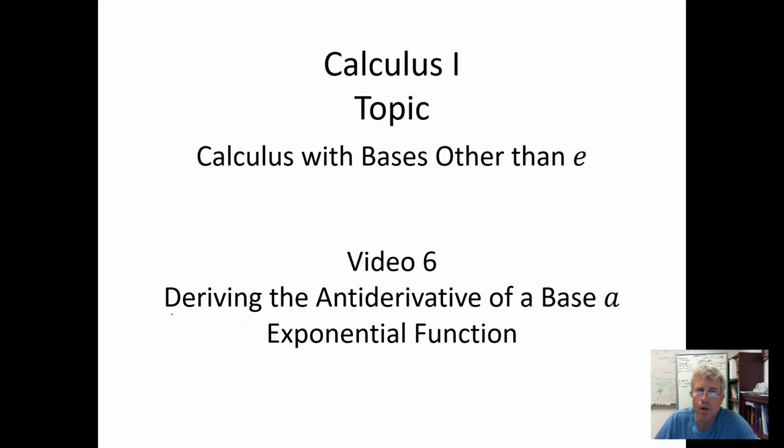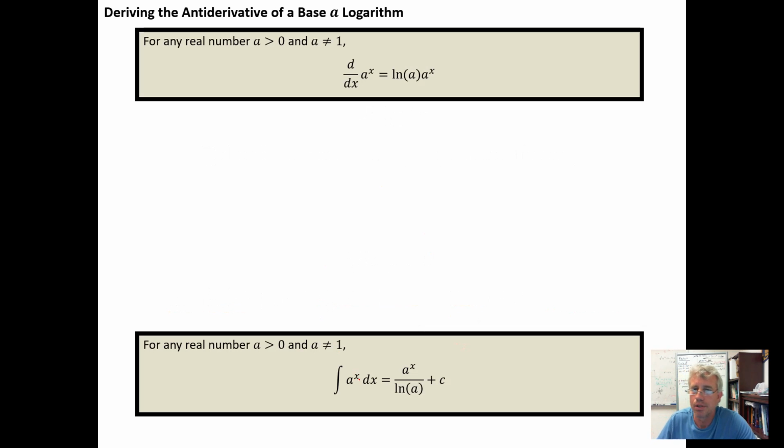So in this video we want to walk through the process of deriving the antiderivative formula for a base A exponential function. So the claim is that the antiderivative of a to the x dx is just equal to a to the x over the natural log of base A plus a constant of integration.